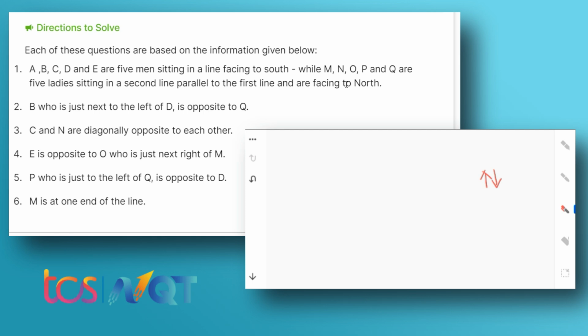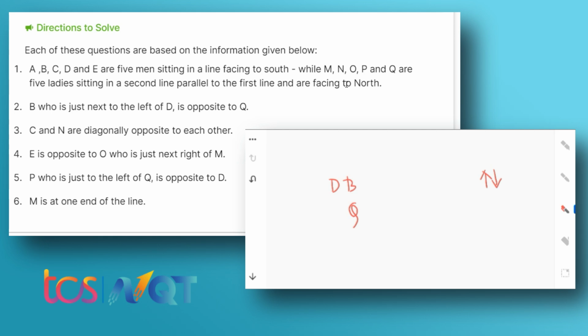So D is here, let's say, and B is to the left of D, right? As D and B are facing south, D's left side will be our right side. So B is present at the left side of D. Now, B is also opposite to Q. So here we got it that Q is a woman present opposite to B.